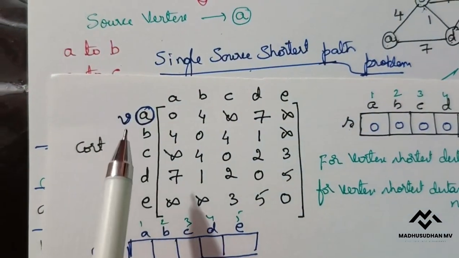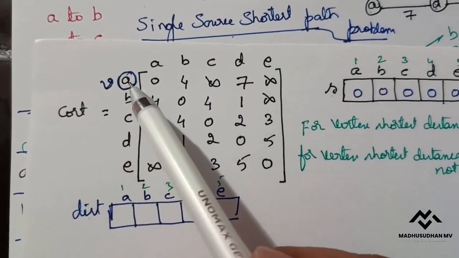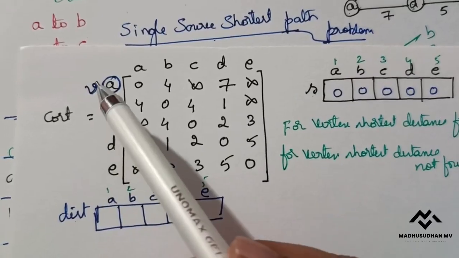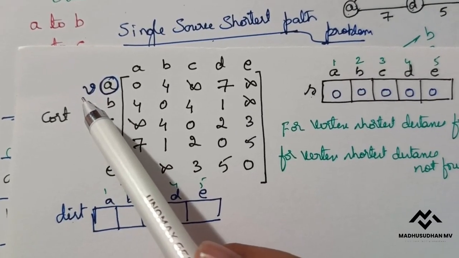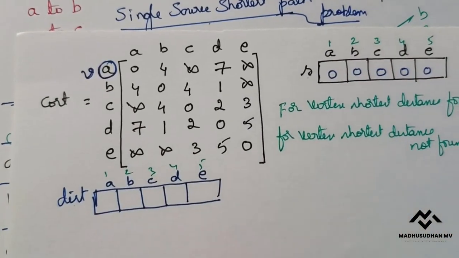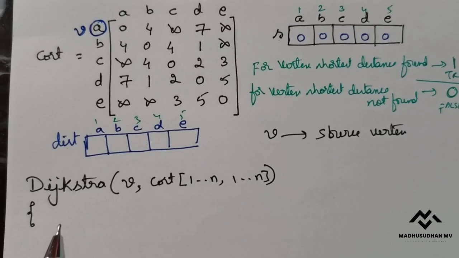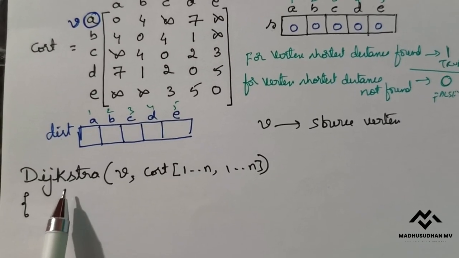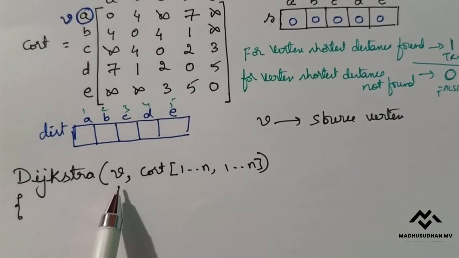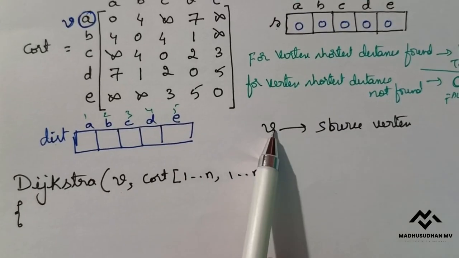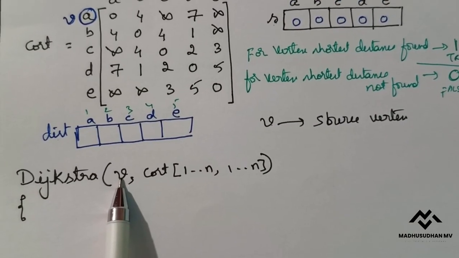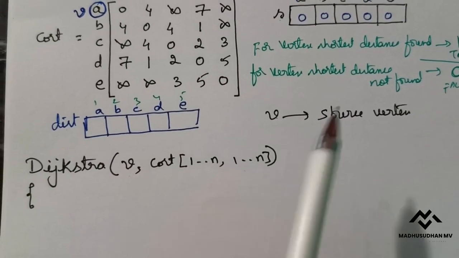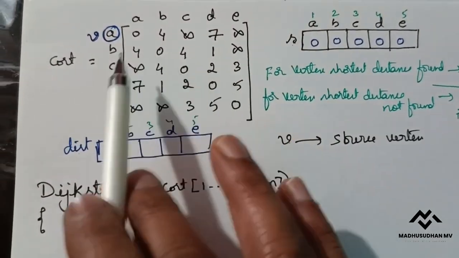Now, in general, somebody can take A as the source vertex, somebody can take B, anything. So in general, it is small v. V indicates the source vertex. This is the name I have given to this algorithm, Dijkstra's. The input is the source vertex V, and then the cost adjacency matrix for the given graph.